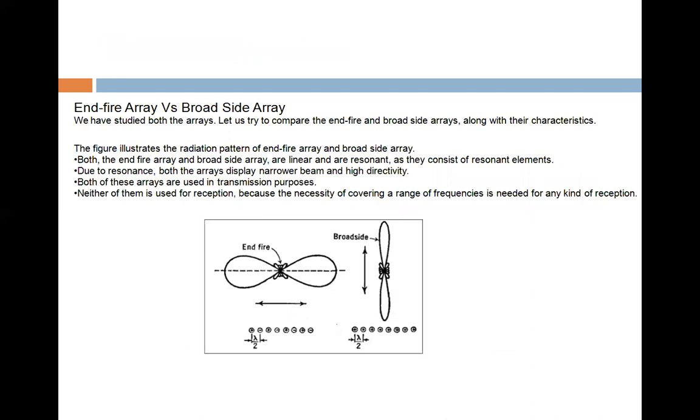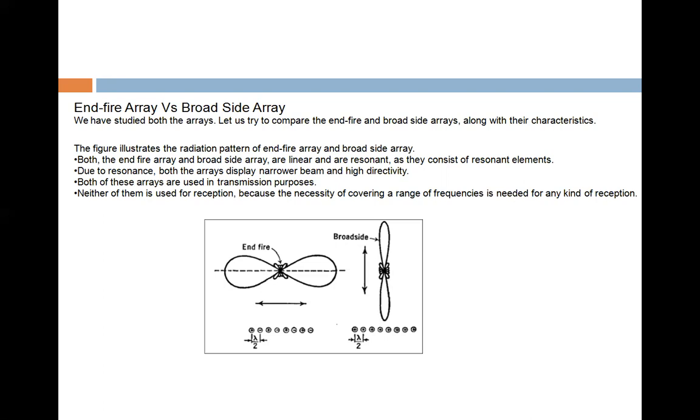Now we do the comparison. See the exact comparison, broadside and end-fire. The figure illustrates the radiation pattern of the end-fire and broadside array. Both the end-fire array and broadside array are linear, first of all. This is the basic thing, and are resonant. They consist of resonant elements.